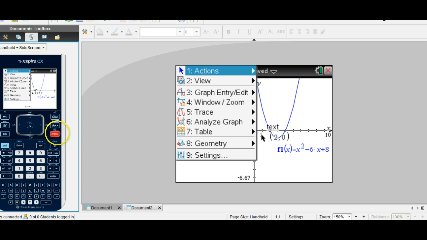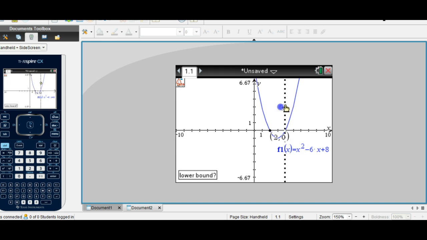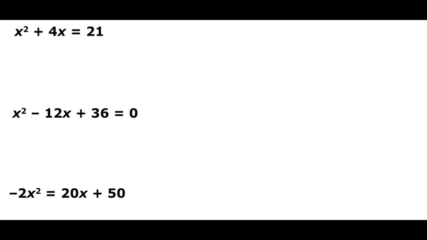Let's do it again. Menu, Analyze Graph, zeros. Let's start here, come across here. There's the second one at 4, 0. So that's a real quick, easy way to check. Pause the video and try these three first. Okay, remember you have to set it equal to 0 first, then factor, and then solve.